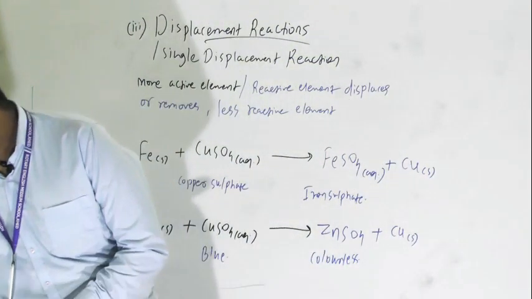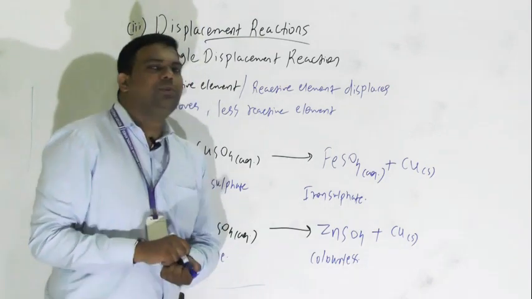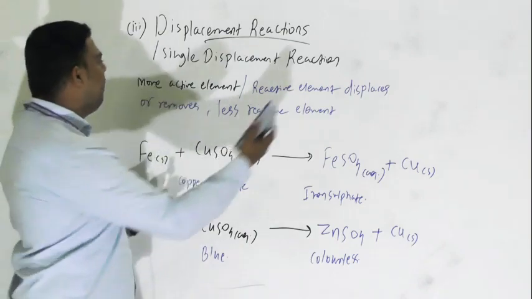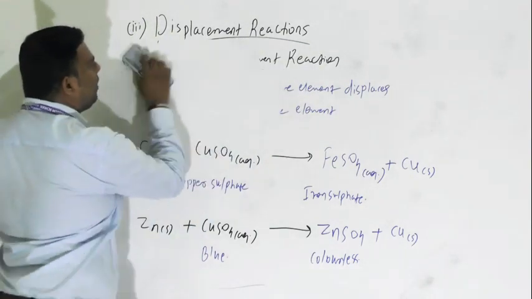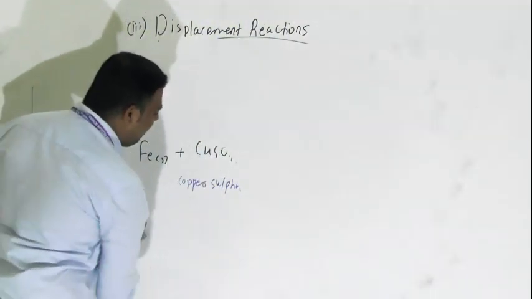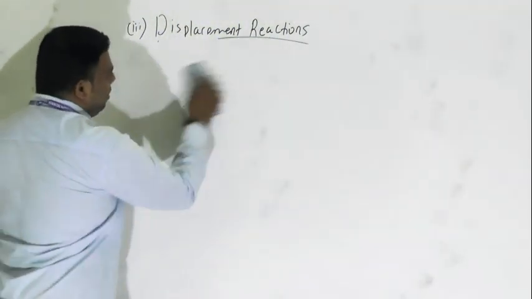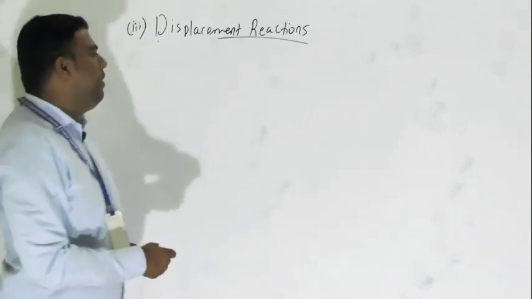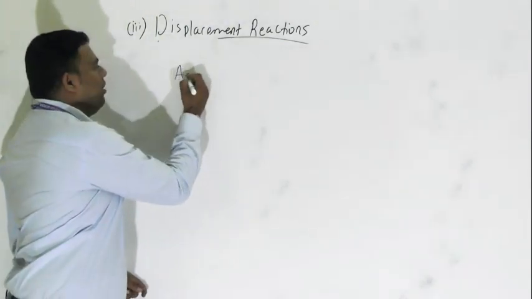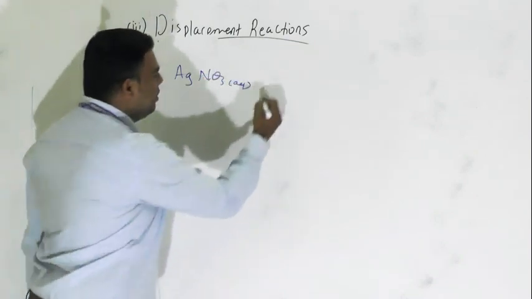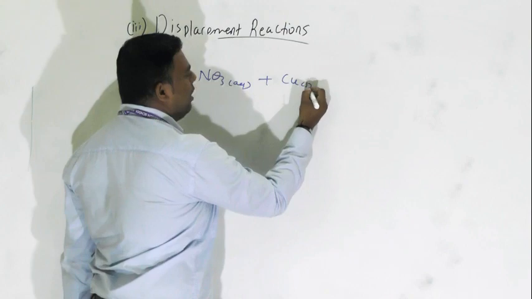So see that reaction in the refining of silver. Okay, so that also we will discuss here in the refining of silver. See, in the refining of silver, that reaction with copper. Okay, with copper. So see here, silver nitrate aqueous plus copper solid.